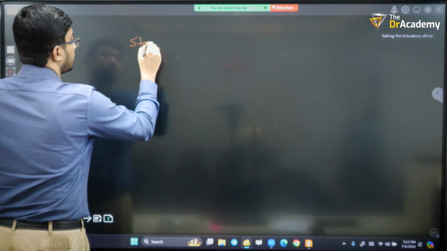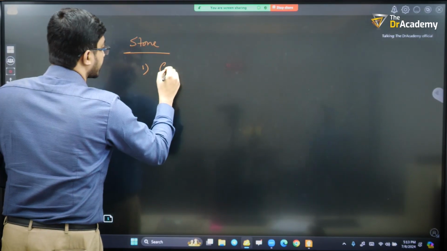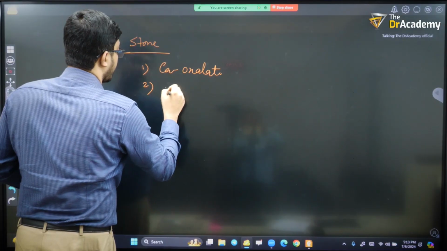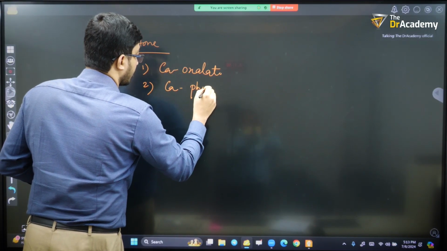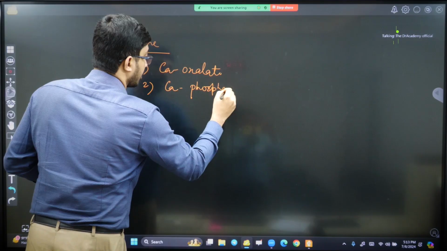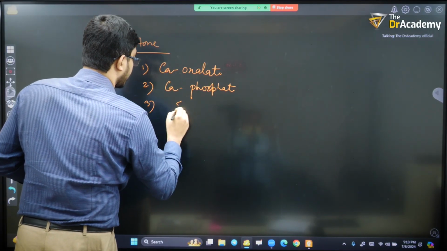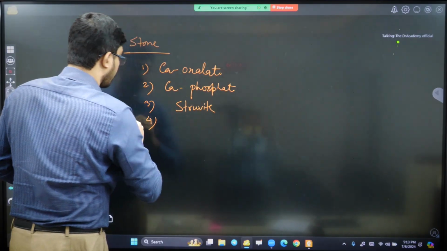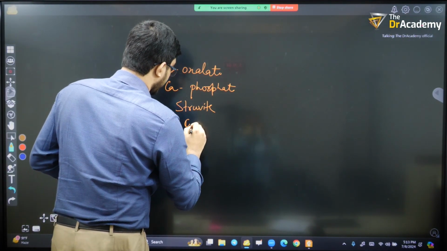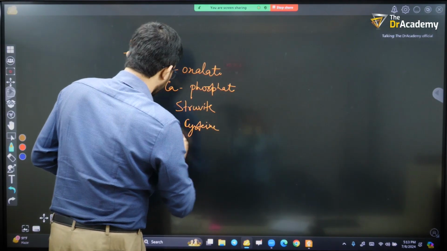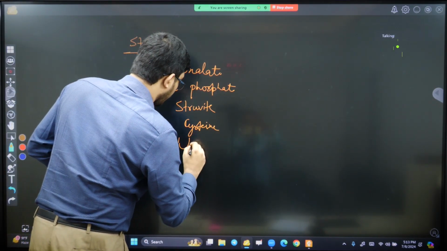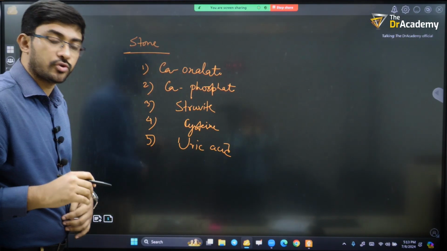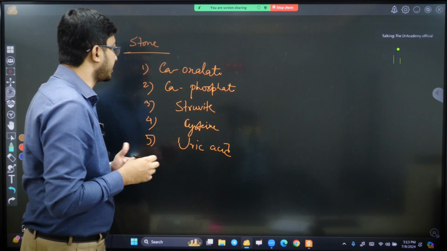So urinary stone, number 1 is calcium oxalate. This is the most common. Number 2 is calcium phosphate. Number 3 is struvite stone. Number 4 is cystine stone. Number 5 is uric acid stone. And just to know a few words about each of these stones, we have all read it during our Part A examination.